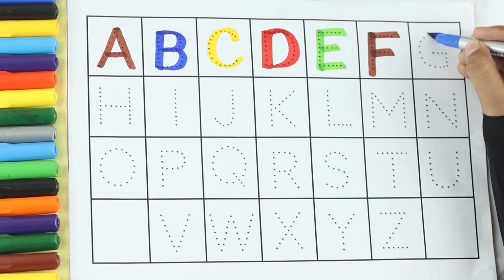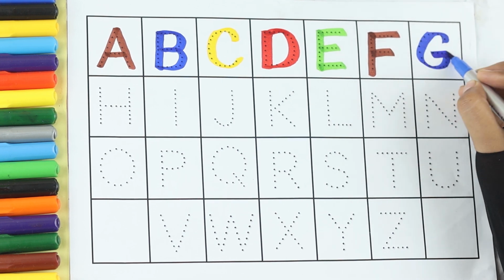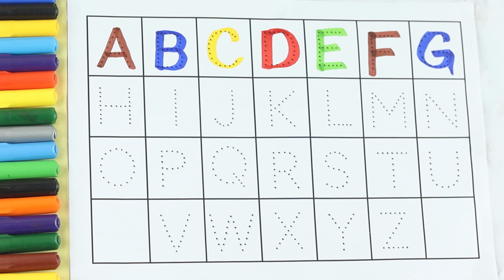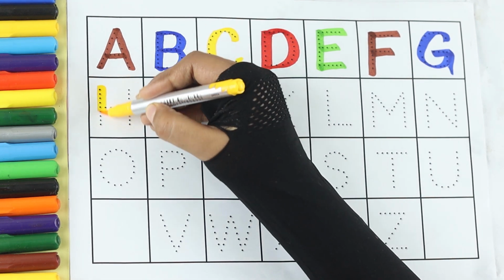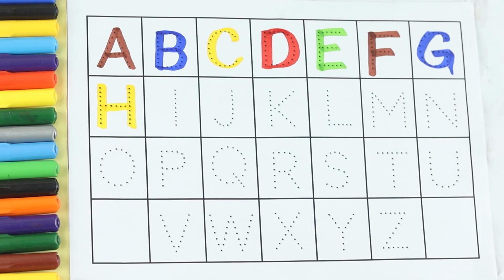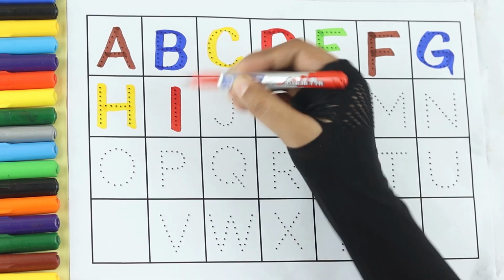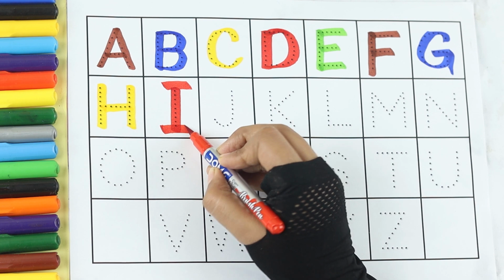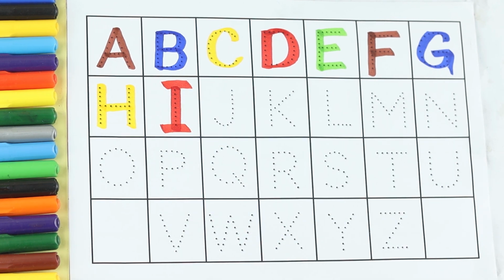Blue color, G for grapes. Yellow color, H for hen. Red color, I for ice cream.